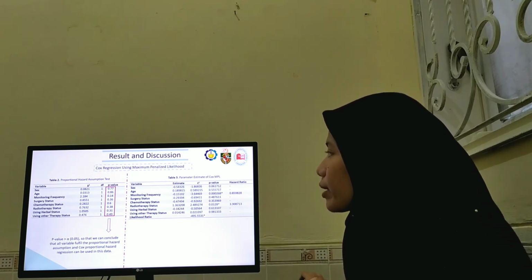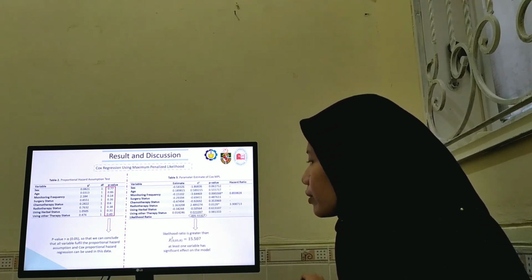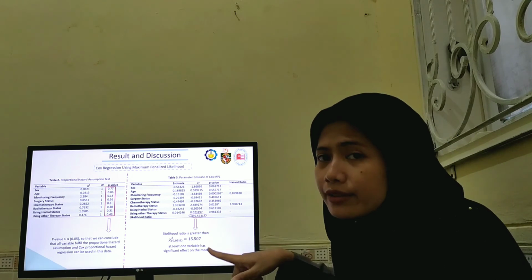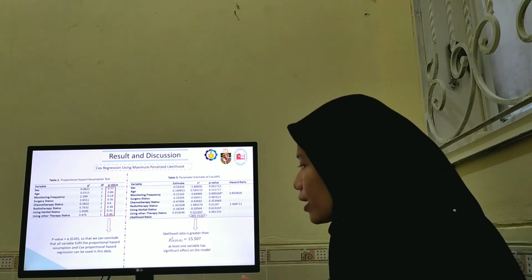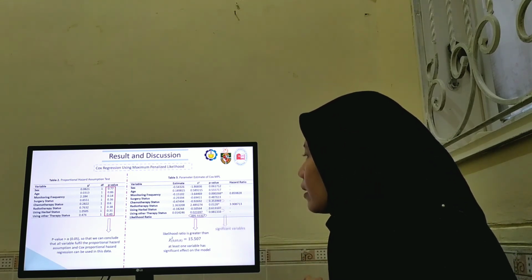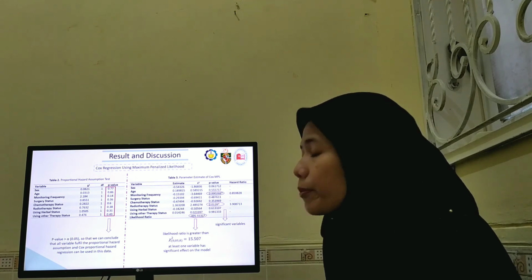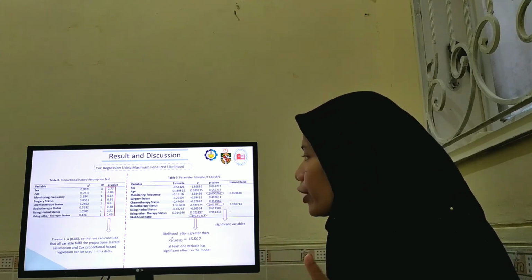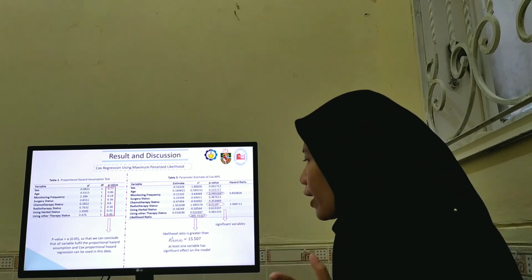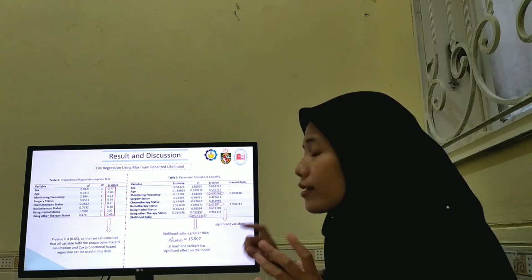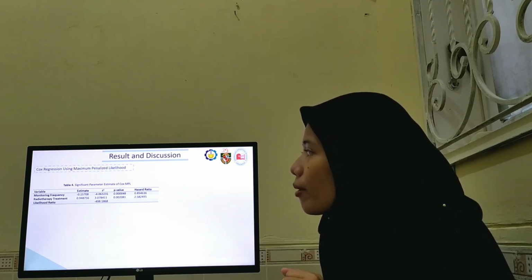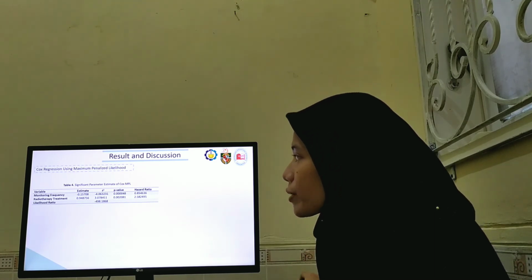Here is the parameter estimate of Cox maximum penalized likelihood. We know that the likelihood ratio is greater than the chi-square, which means that at least one variable has a significant effect on the model. And the monitoring frequency and radiotherapy status have a p-value less than the significance level 0.05, so they are significant variables.